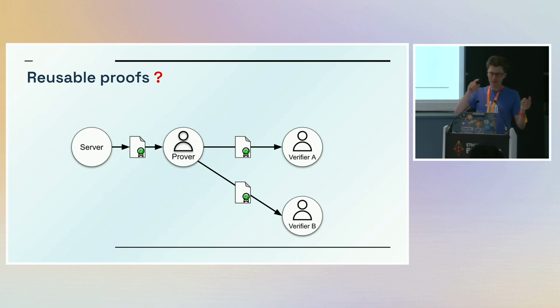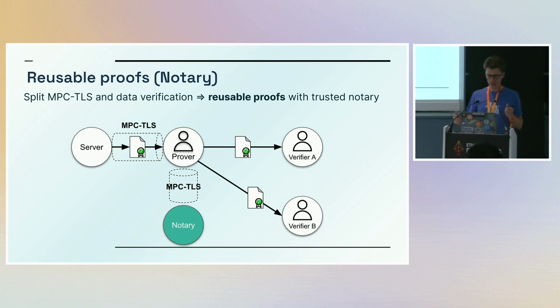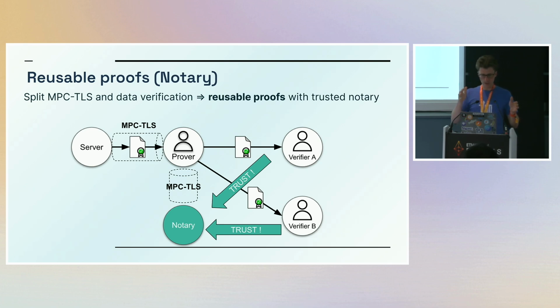In the previous version, there were only three parties. Sometimes you want reusable proofs where both verifier A and B want it. In that case, you can separate the MPC, the multi-party TLS, to a trusted neutral party, and then have the prover store that proof. And then if the verifiers trust that notary, they can actually use that proof without being online together with the prover to do the actual TLS transaction.